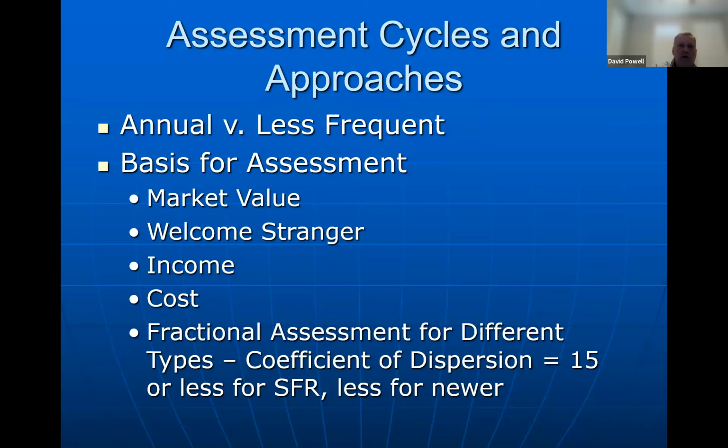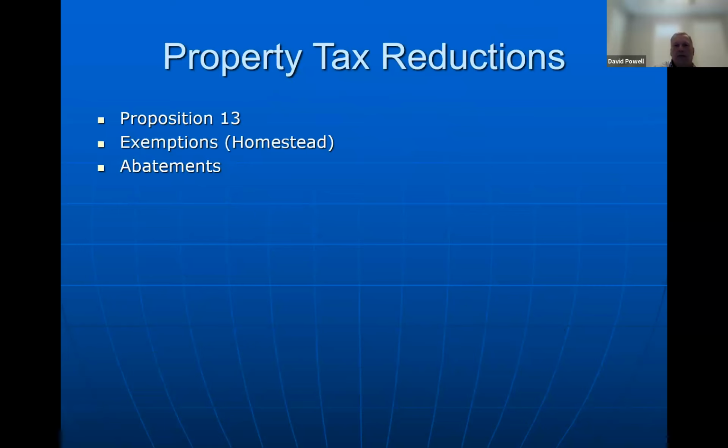And don't worry about the coefficient of dispersion. We're not going to be measuring that here in this class, but just from a kind of theoretical perspective, the coefficient of dispersion is a measure of how much horizontal equity there is. We hope with your coefficient of dispersion that you're going to see that people in similar homes are going to be paying similar property tax bills. And that's something we violate very badly with our Proposition 13 and our welcome stranger approach.